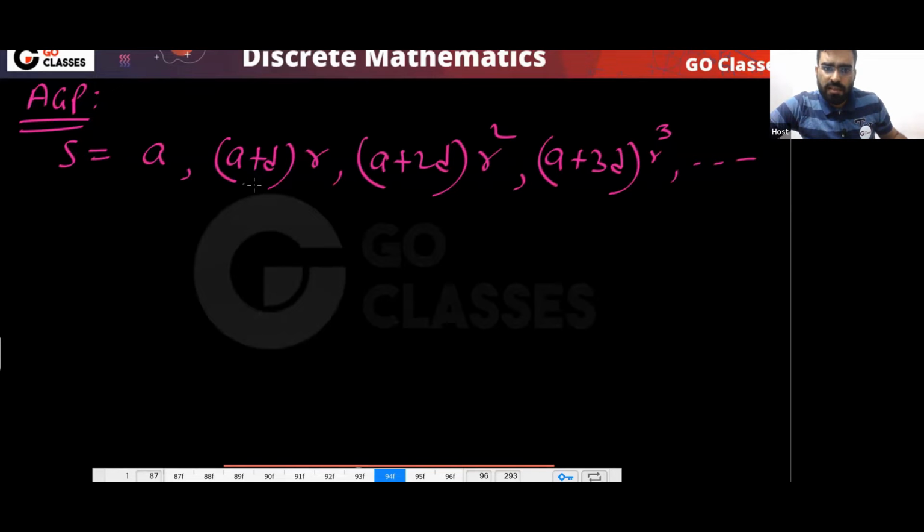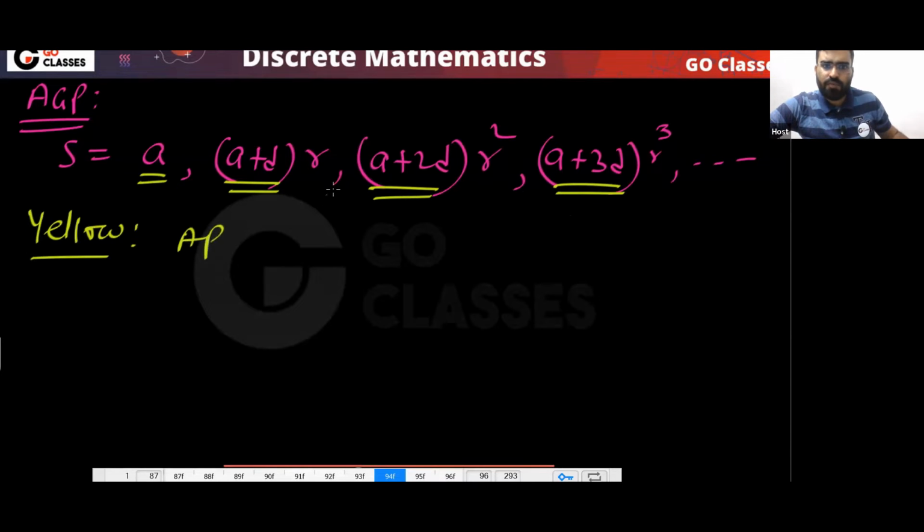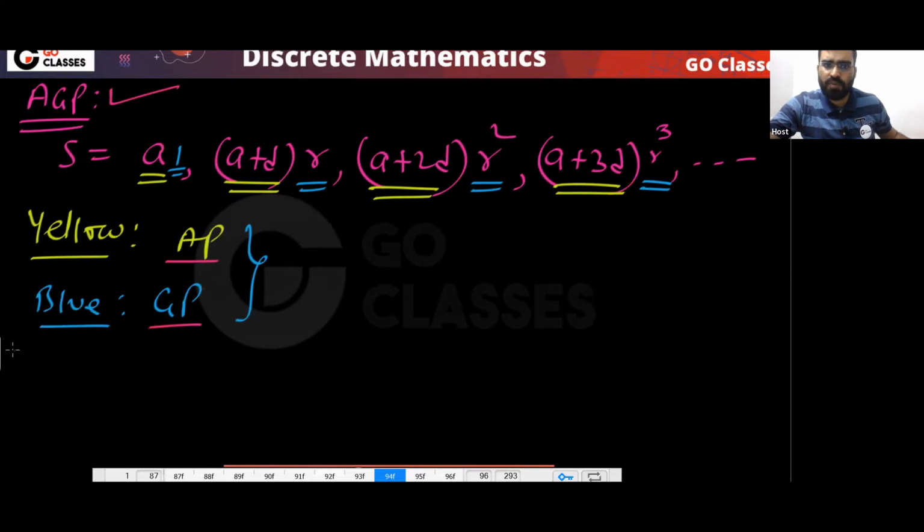Now you can notice this is the AP. If you see, this yellow color is your AP series, and this blue color is your GP series. So the combination of these is called the AGP series, a combination of AP and GP. Yellow is the AP series and blue is the GP series.